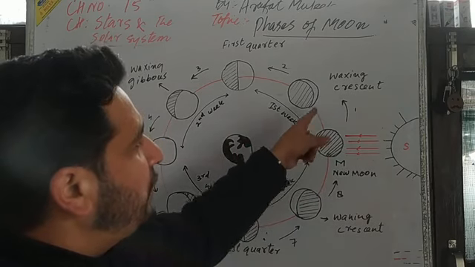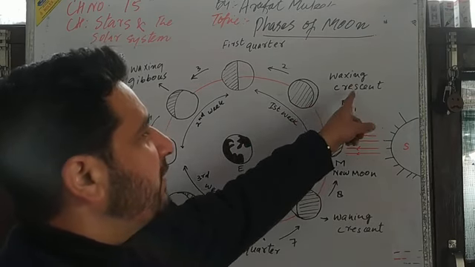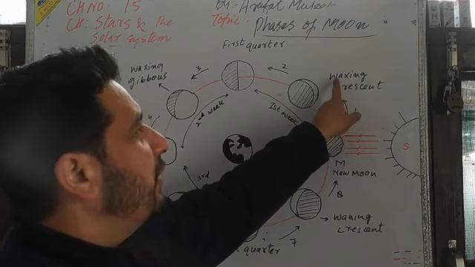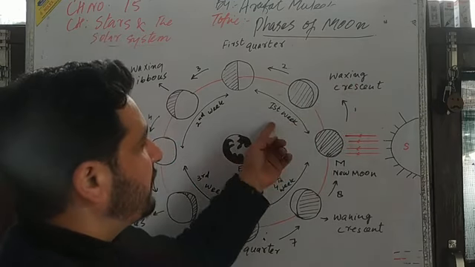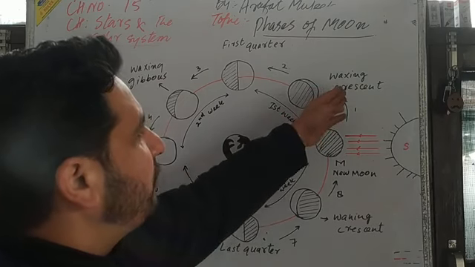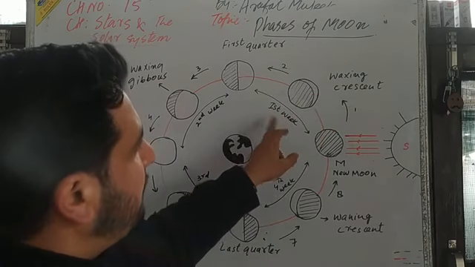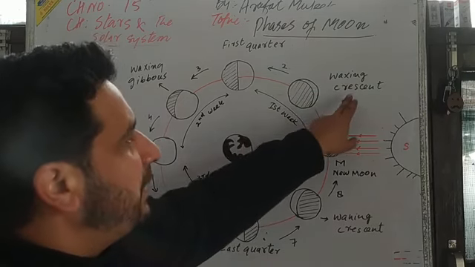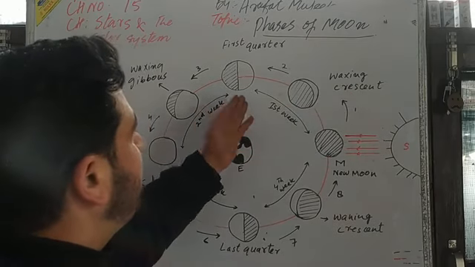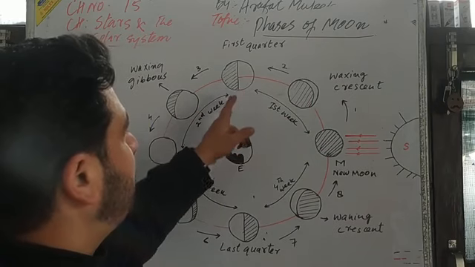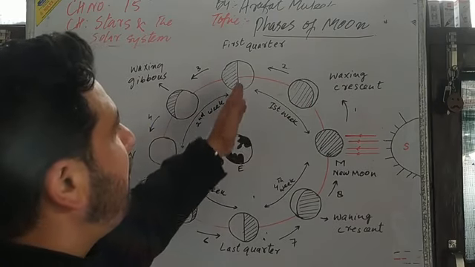Then after 2 or 3 days, it appears in a crescent form that is known as a waxing crescent. After the first week, there is the appearance of the crescent. Within the first week, there is the appearance of the crescent face of the moon. Then after the first week, there is the half moon.